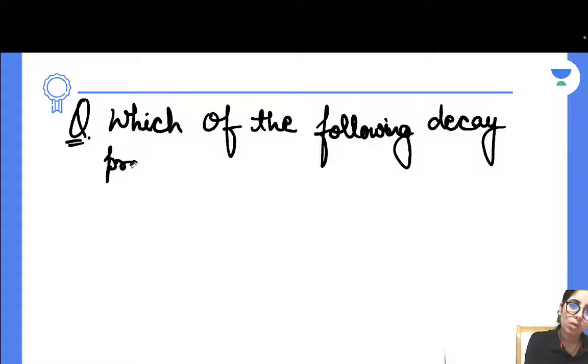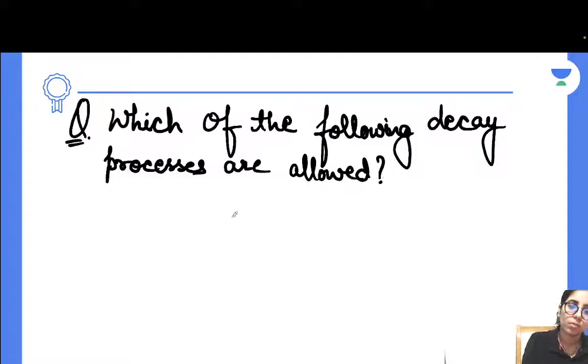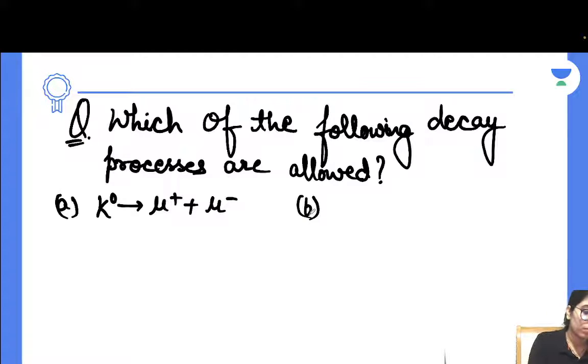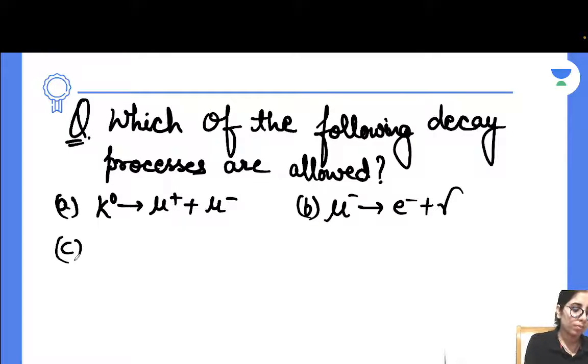Which of the following decay processes is allowed? This is neutron.